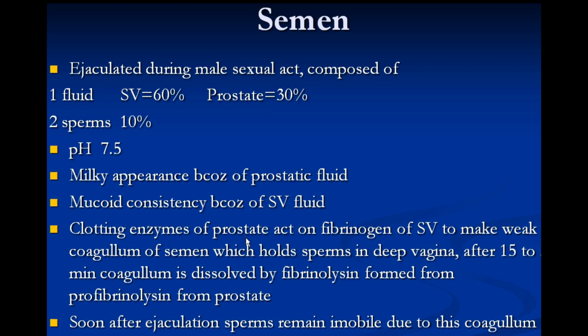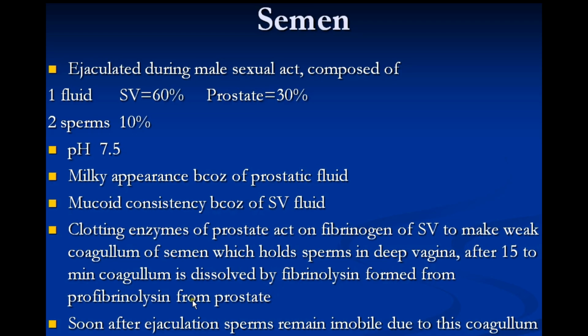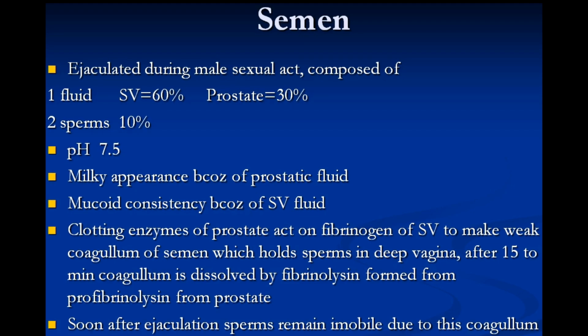Clotting enzymes of the prostate act on the fibrinogen of the seminal vesicle to make a weak coagulum of the semen, which holds the sperm in the deep vagina. After 15 to 30 minutes, the coagulum is dissolved by the fibrinolysin formed from the profibrinolysin of the prostate. Soon after ejaculation, sperm remain immobile due to this coagulum. Semen can be stored for years at minus 100 degrees Celsius.